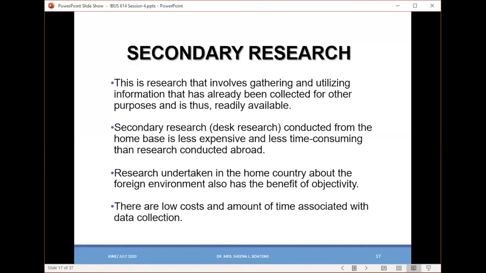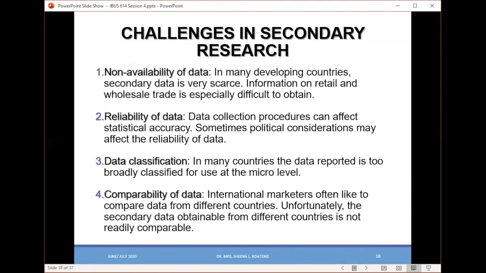Hence, the low costs and amount of time associated with data collection when it comes to secondary research, because you don't have to make a move to the foreign market you want to enter before you commission a primary research project, before you can obtain information about the market. The secondary research does that for you. So, secondary research, we have said a lot of positive things about it. However, it also comes with its own challenges.